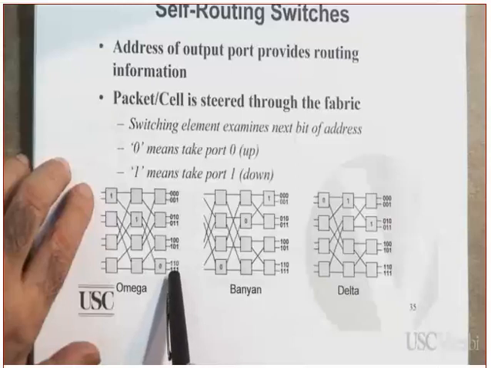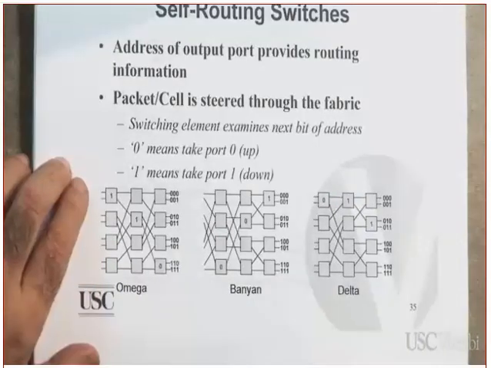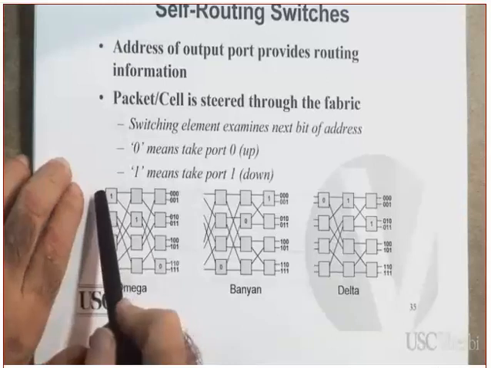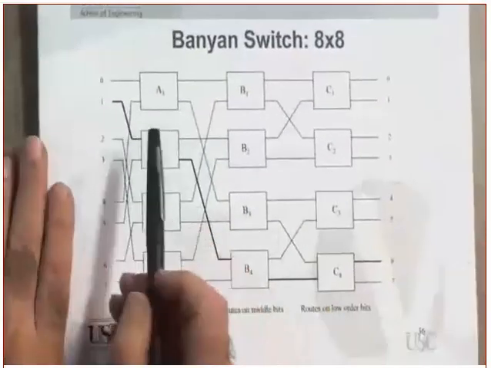So for example, if a packet comes, let's look at this one here, and then we'll go to the previous page again. Port number 1 wants to be switched to port number 6. What is the address of port 6? The address of port 6 is 110. I will append it to the packet that comes in here. So the packet that comes in here is appended by 110.